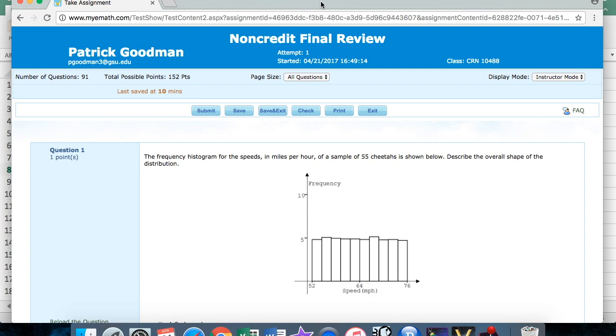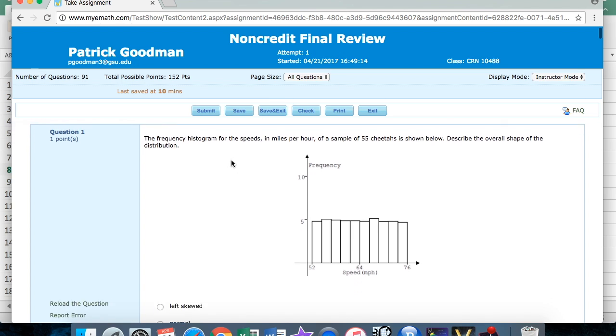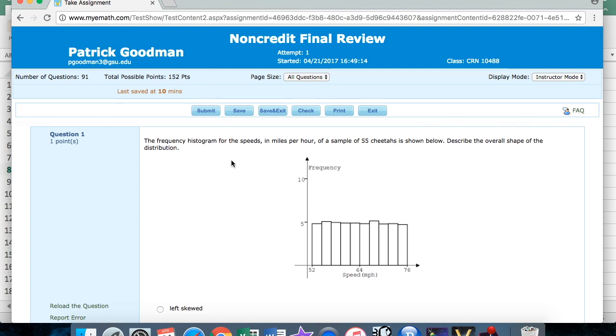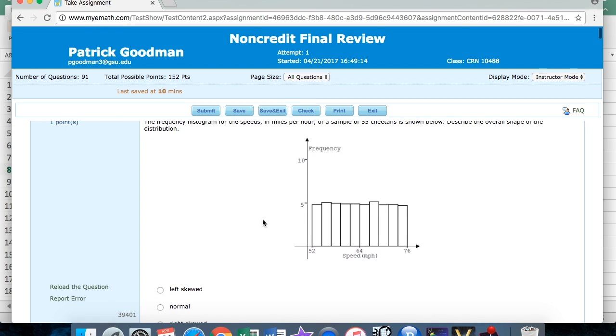Although I'll probably talk a little more in depth as to why we do things in hypothesis testing and our confidence intervals. But for this first part, I'm going to try to just go through as quickly as possible. Okay, so question 1. So here we have a frequency distribution, or a histogram. They say for speeds in miles per hour of 55 cheetahs shown below, describe the overall shape of the distribution. So this part's pretty simple.